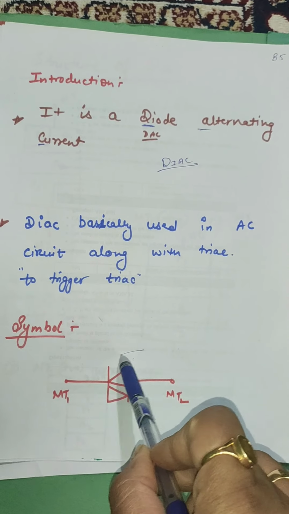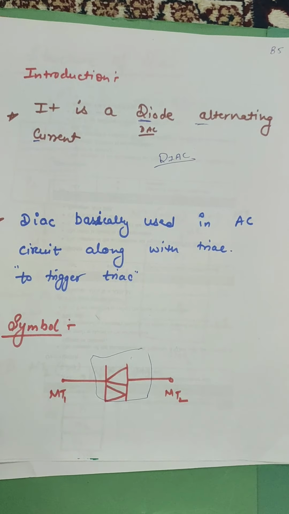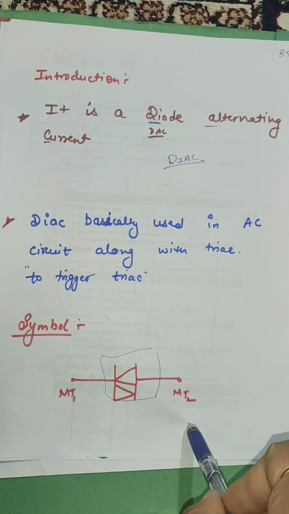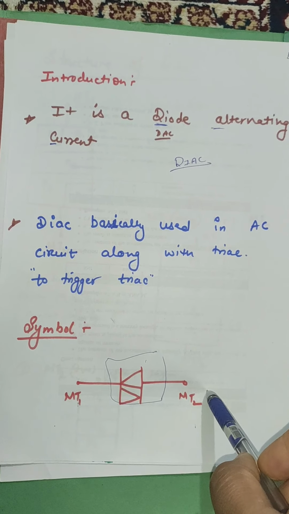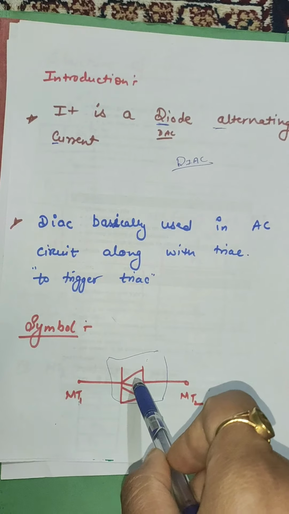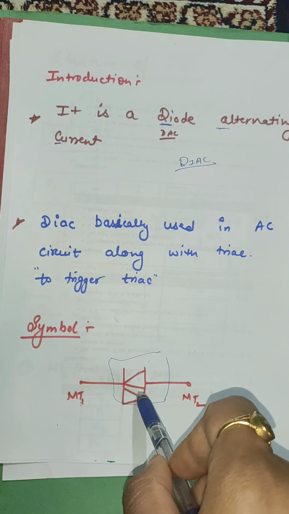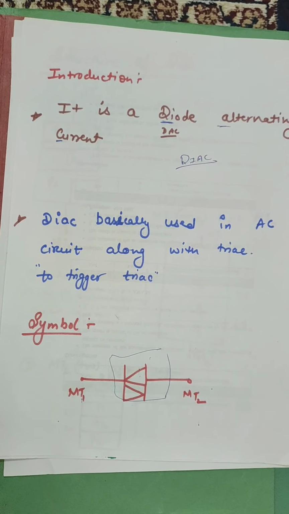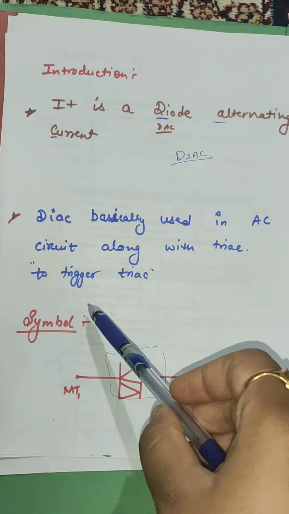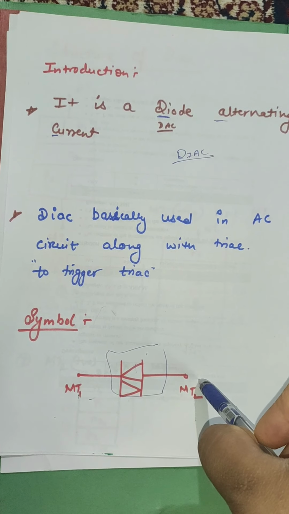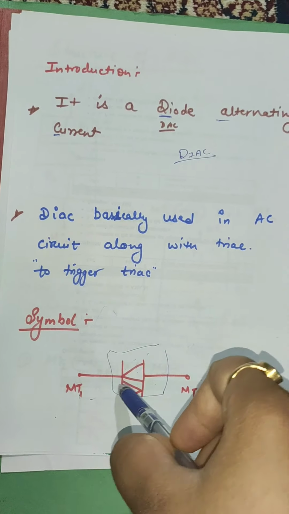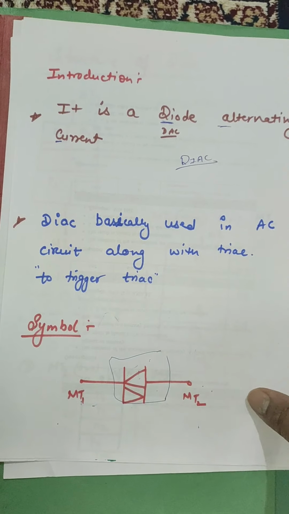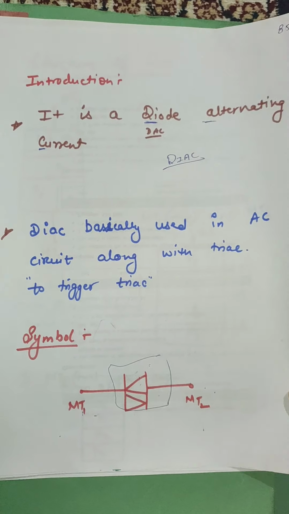This is the symbol of Diac: MT1, MT2. Two terminals are there, and two diodes are connected back to back. So this is Diac. MT1 and MT2 are the terminals. One diode is in the positive direction, the other one is in the negative direction. So this is the symbol of Diac.